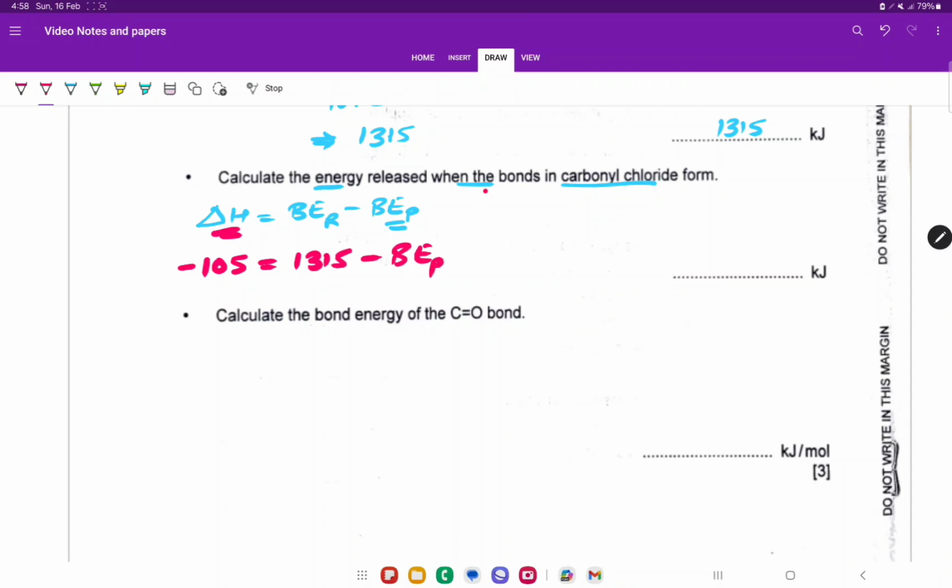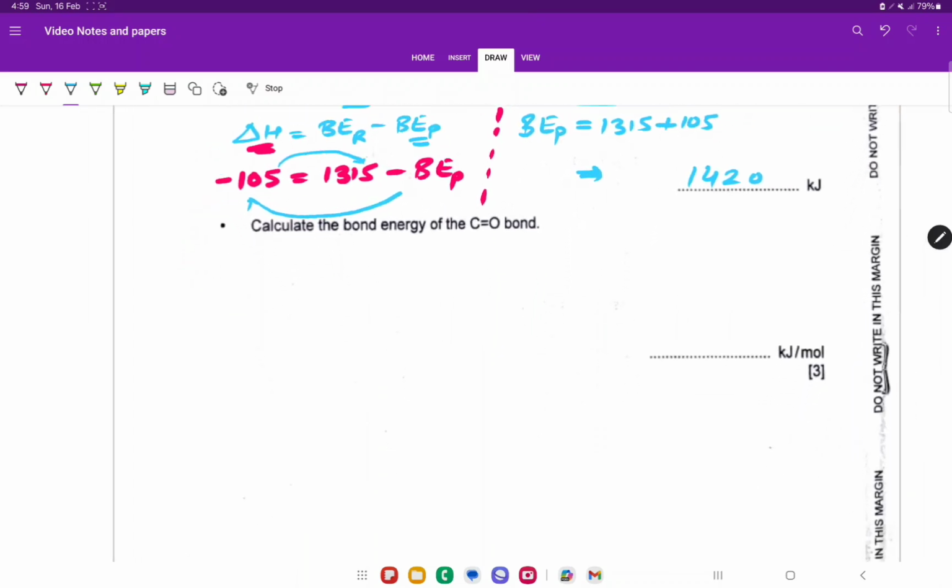By the help of this, if I find the bond energy of products, it will equal 1315 rearranged, plus 105. I take this term to the other side, so it gets a plus, and that one also gets a plus. If I add it, it comes out to be 1420 kilojoule. That's the answer: the bond energy of the products is 1420 kilojoule.